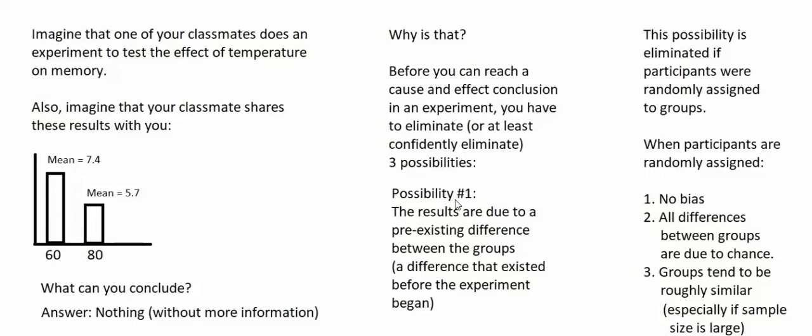So the first possibility that needs to be eliminated before reaching a cause and effect conclusion is a possibility that the results are due to a pre-existing difference between the groups in the experiment.